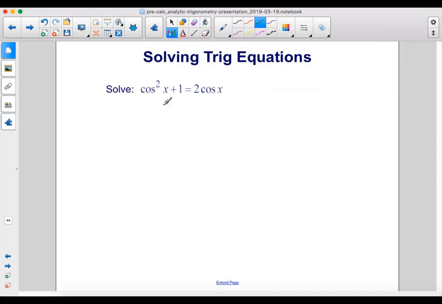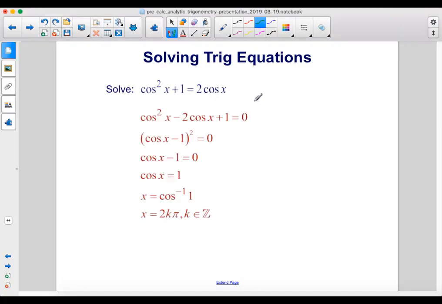Solve. Cosine x squared plus 1 equals 2 cosine x. Okay, so first we're going to subtract 2 cosine x from both sides, moving everything over to the left side, and we have that set equal to 0. Then we're going to factor this, take the square root of both sides, and we have cosine x minus 1 equals 0. Add 1 to both sides, and we have isolated the trig function on the left. Then we take the arc cosine of 1, and we see our possible solutions are 2k pi, where k is an integer.